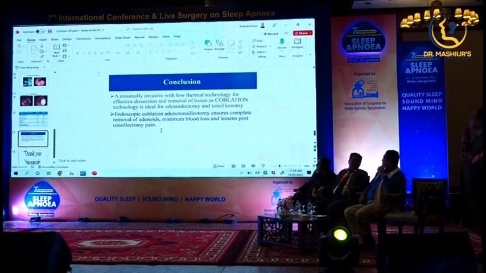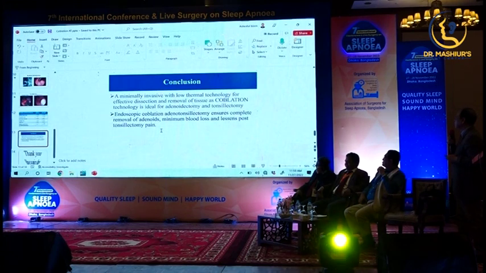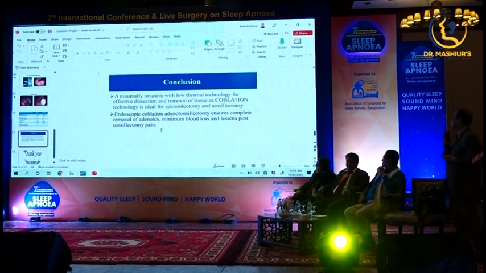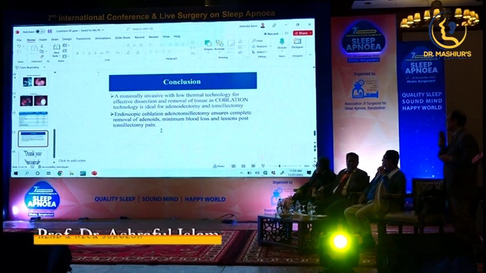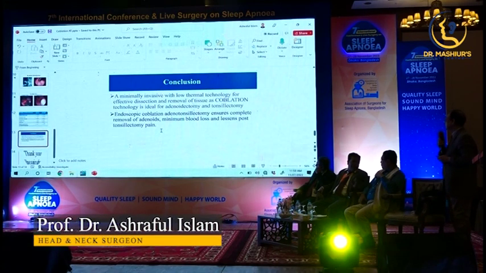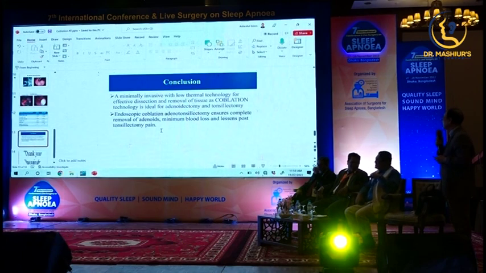In conclusion, a minimally invasive technology with low thought of technology for effective dissection and removal of tissue, compression technology is ideal for adenoidectomy and tonsillectomy. Endoscopic compression adenoidectomy and even tonsillectomy ensures complete removal of adenoid, minimal blood loss, and less morbidity of tonsillectomy.